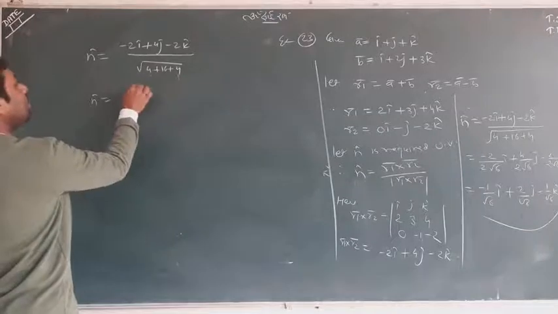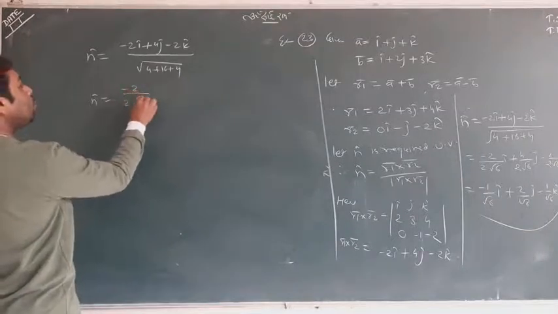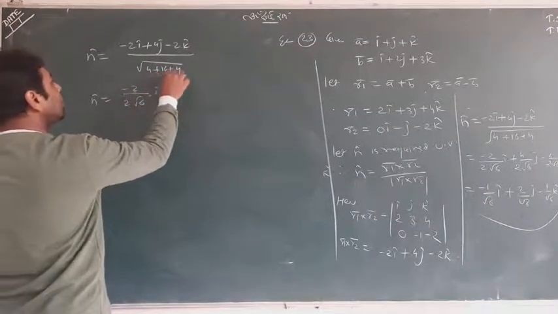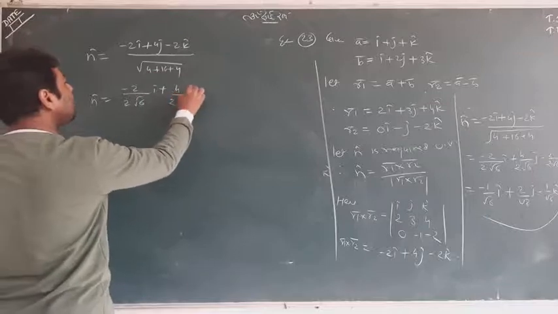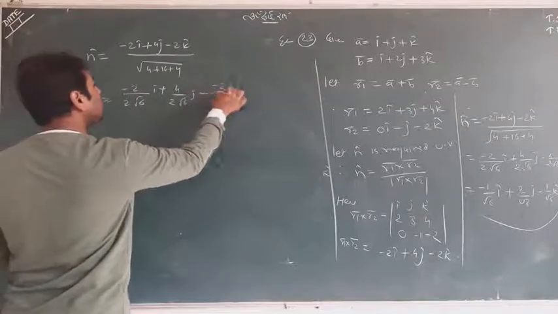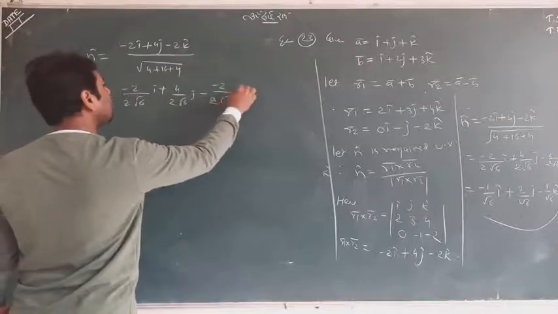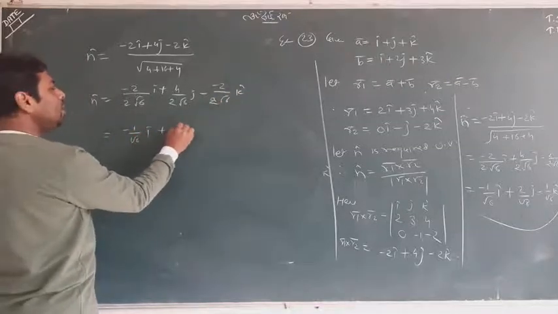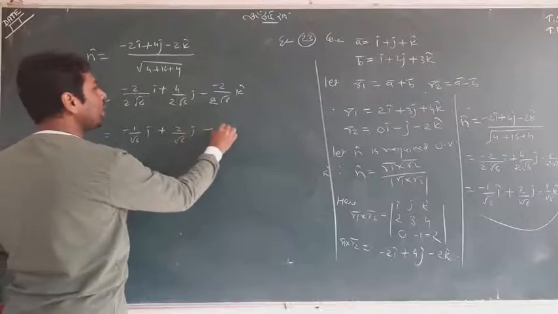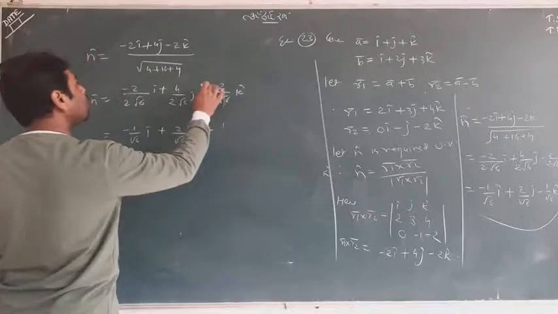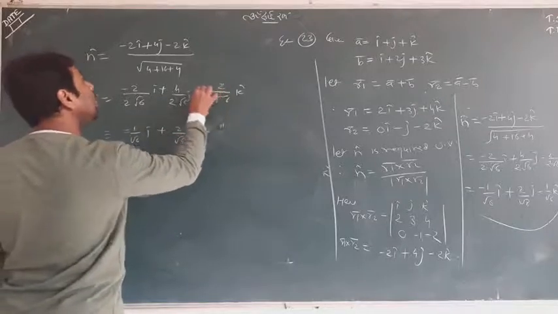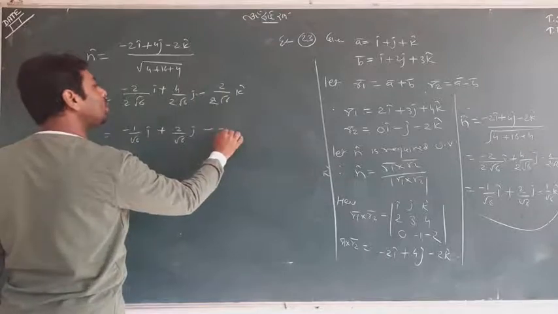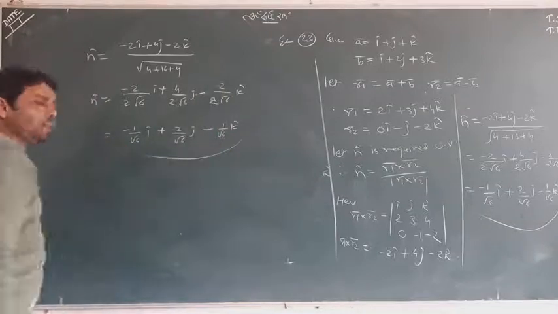And lastly, we have a 24, meaning 2 root 6i. This is 24, meaning 2 root 6j. And this is 24, meaning 2 upon 2 root 6k. And now simplify the answer: 1 by root 6i, 2 by root 6j, and this was, I think, minus of 1 by root 6k. So this is the final answer.